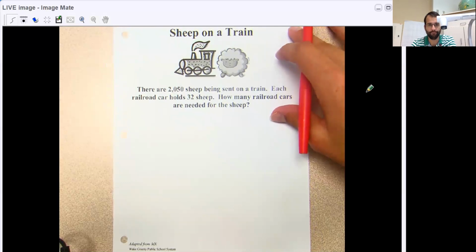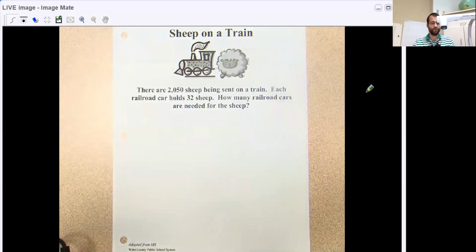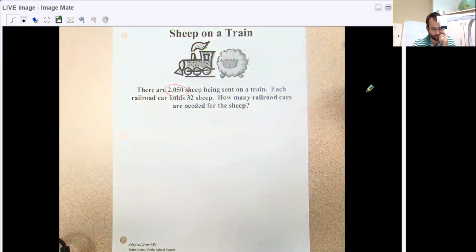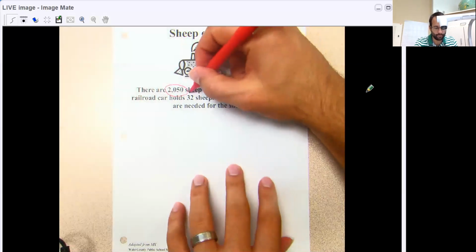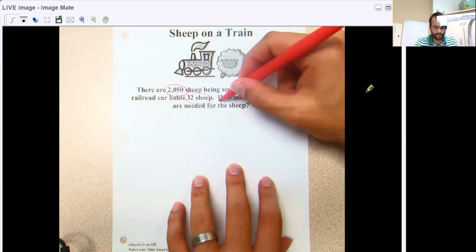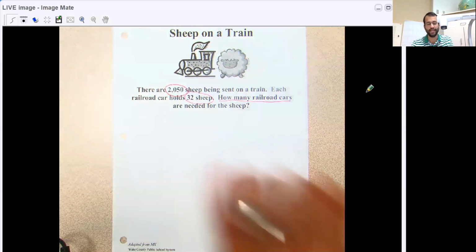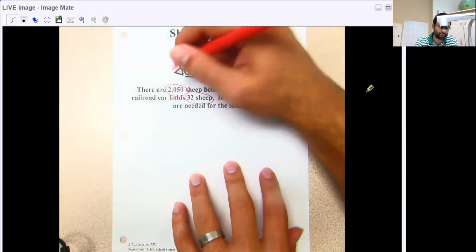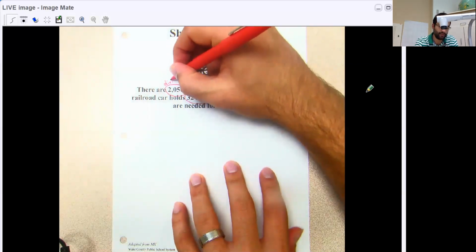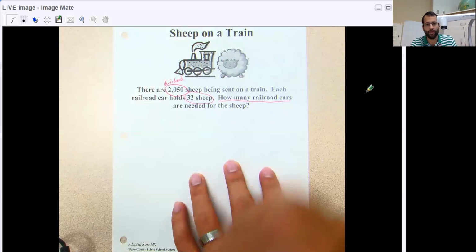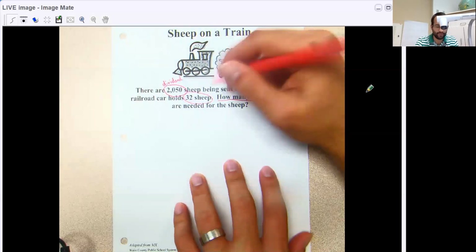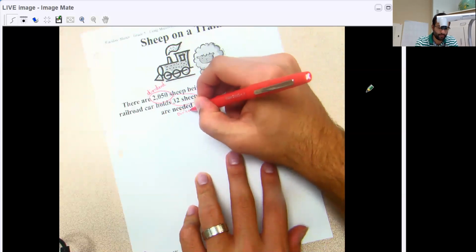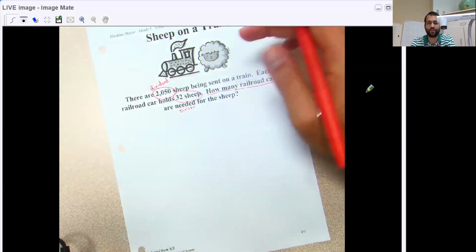Sheep on a train. All right, so it says there are 2,050 sheep being sent on a train. Each railroad car holds 32 sheep. How many railroad cars are needed for all of the sheep? Right, so this number right here, this is called my dividend. And this is what goes inside my box. And then this over here is my divisor, right underneath. All right, divisor, this is what goes on the outside.